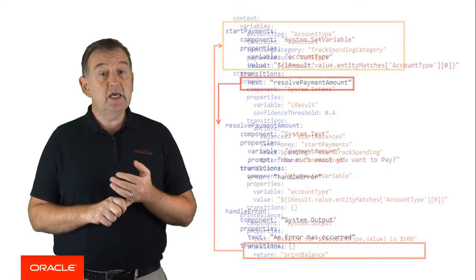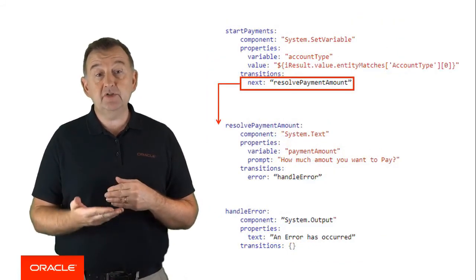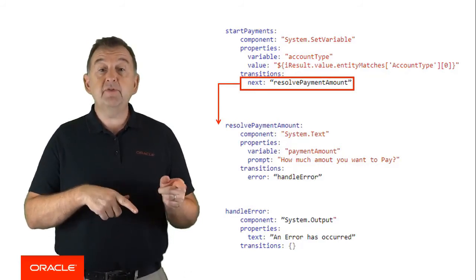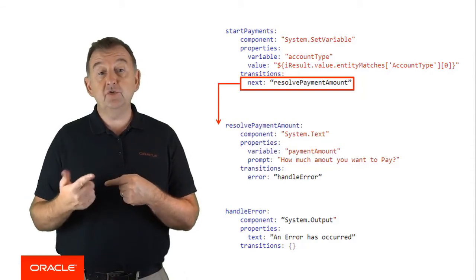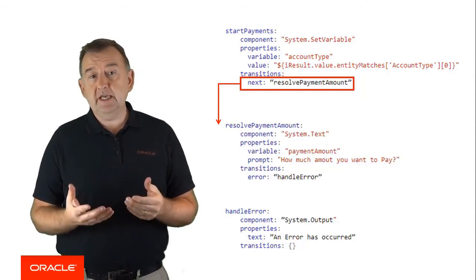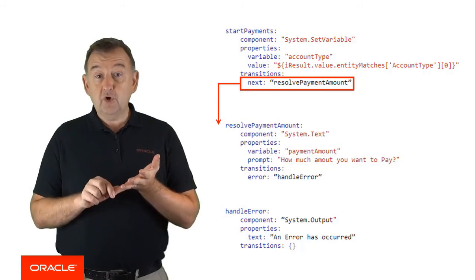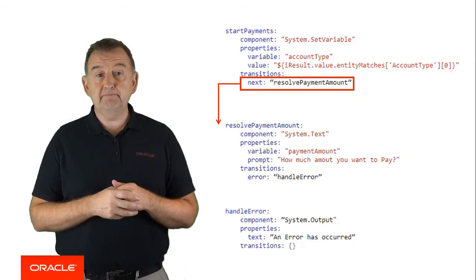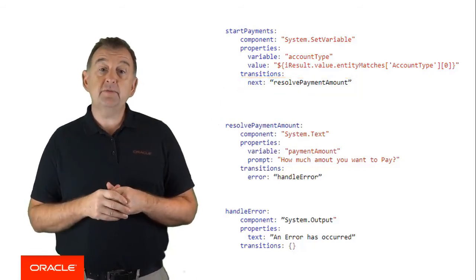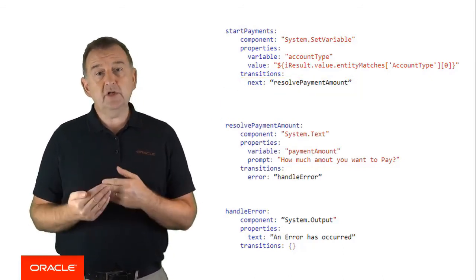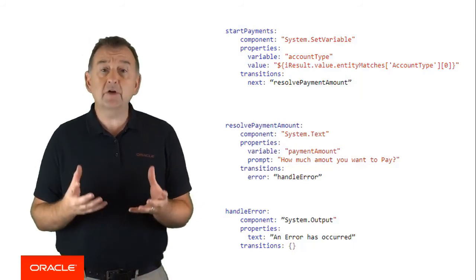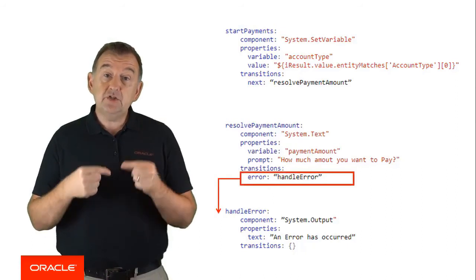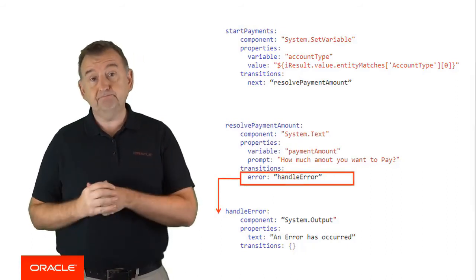Now there are another couple of options for transitions. The next transition simply proceeds to the state named in the transition. Use the next keyword as the name of the transition and specify the name of the state that you want to transition to as the value. So in this case, next resolve payment amount will jump to that state and continue executing from there. Now the error transition type is a special case should the current component encounter some sort of error condition, in which case you can define a specific named state to handle that specific error.